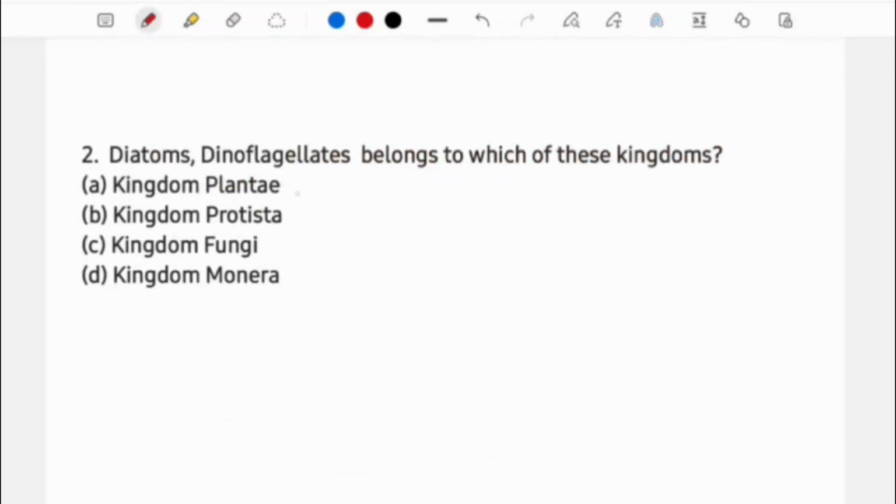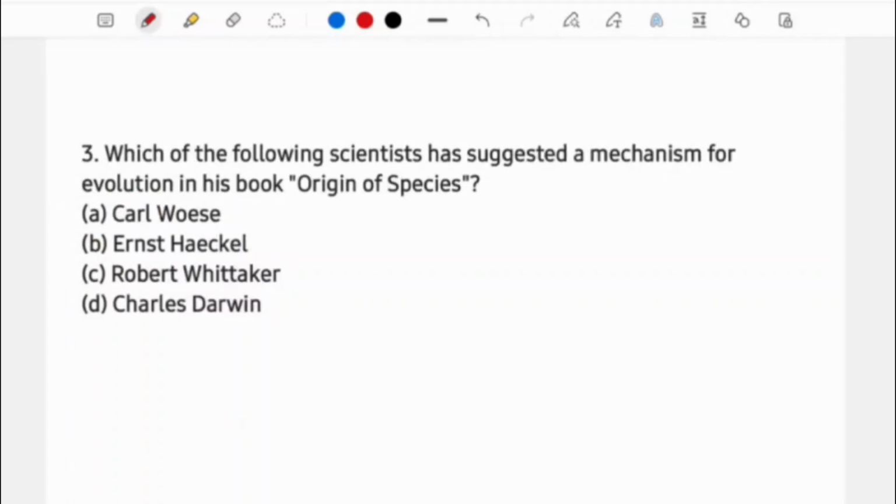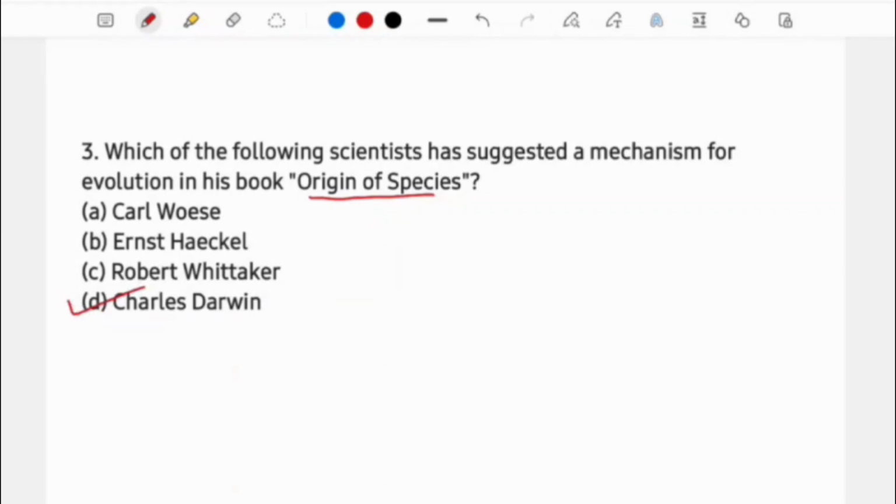Question is, diatoms, dinoflagellates belong to which of these kingdoms? And the correct option is option B, that is they belong to kingdom Protista. Okay, next question. Which of the following scientists has suggested a mechanism for evolution in his book Origin of Species? And the correct option is option D, that is Charles Darwin.